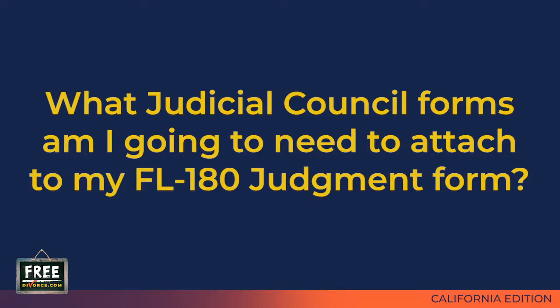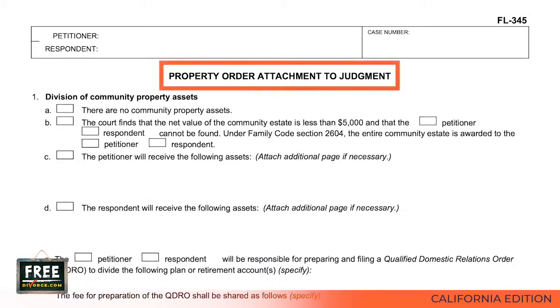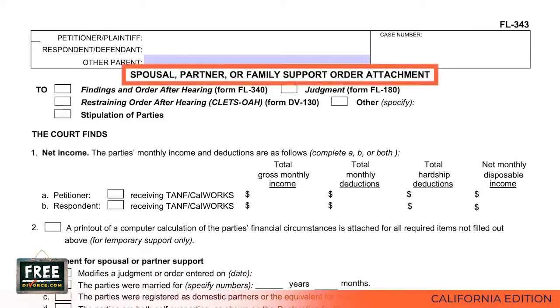You will need to attach to your FL-180 the following: the property order attachment to judgment, which is FL-345, and the spousal, partner, or family support order attachment, which is FL-343.